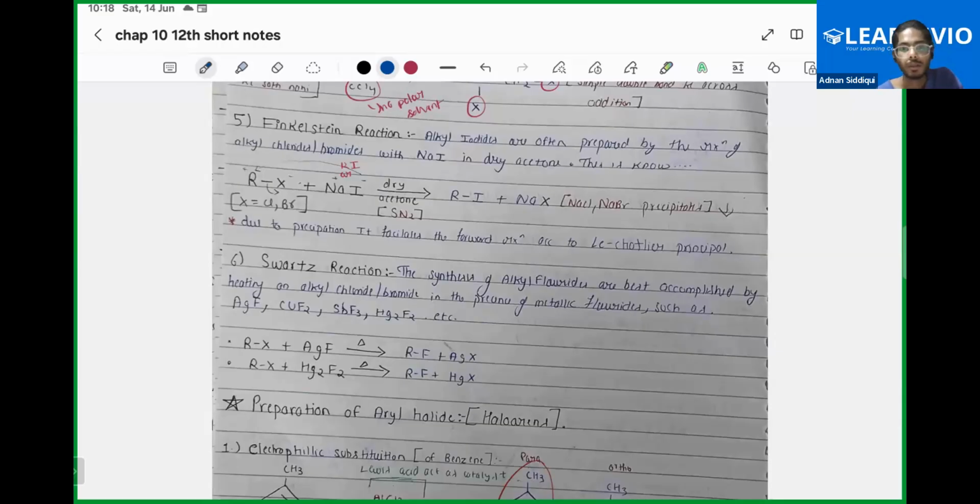Have you heard about Fajan's rule? That is distortion due to the big size of cation and small size of anion. So in NaI, our cation is small and anion is very huge, right? So the distortion is more, the polarization is more. Due to this more polarization, it is dissolvable in our dry acetone. But as we are moving with the small anions like chlorine and bromine, we are seeing less polarization, right? Due to this less polarization, they are not dissolvable.